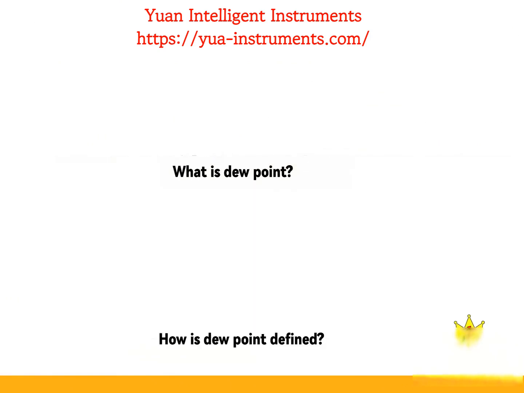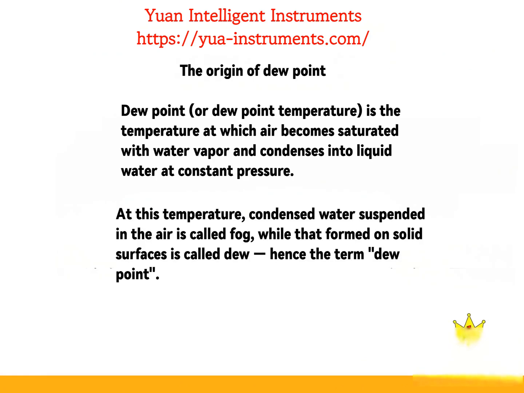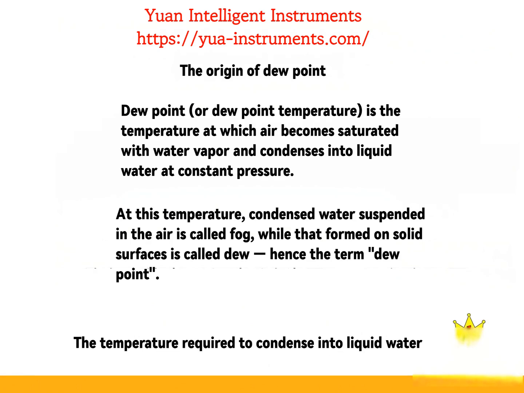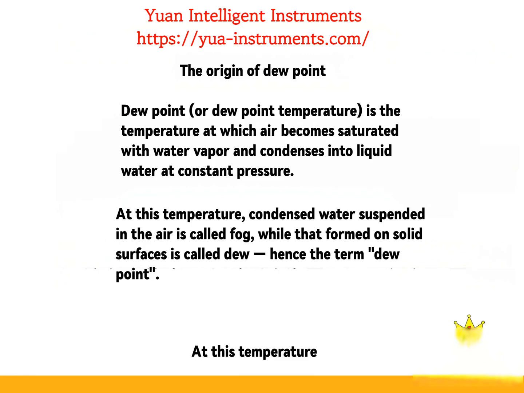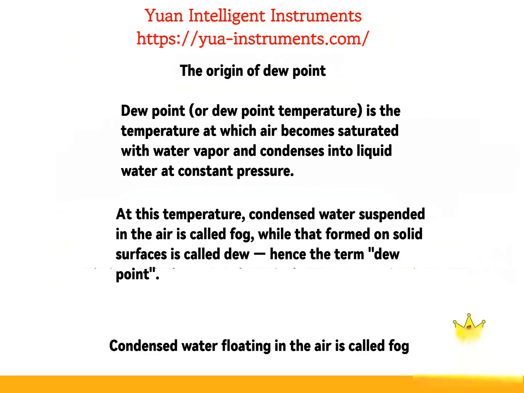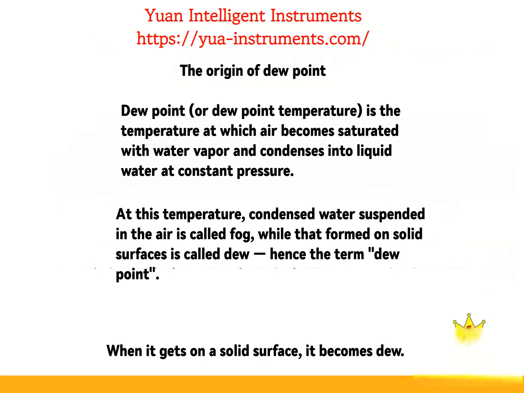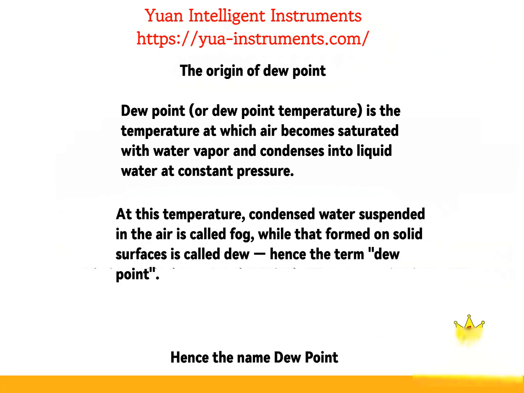How is dew point defined? Dew point, also known as dew point temperature. In meteorology, it refers to the temperature required for air at constant pressure, saturated with water in gaseous form, to condense into liquid water. At this temperature, condensed water floating in the air is called fog. When it gets on a solid surface, it becomes dew, hence the name dew point.